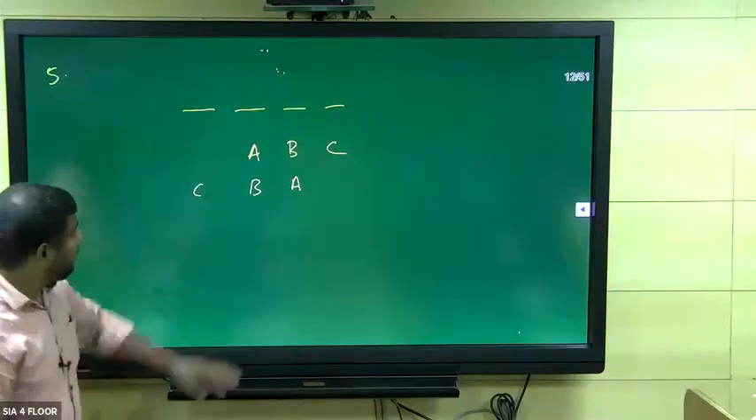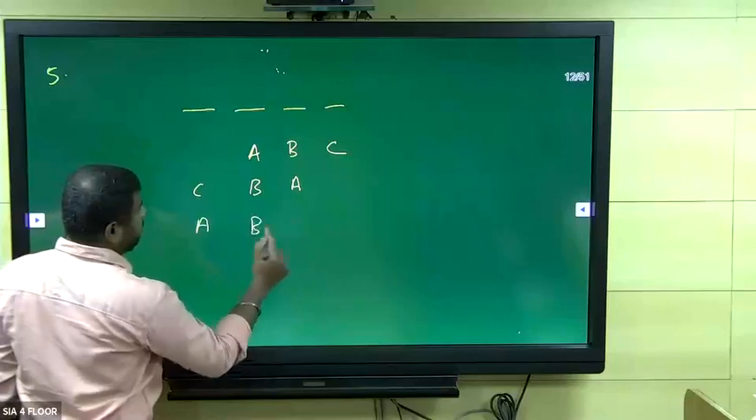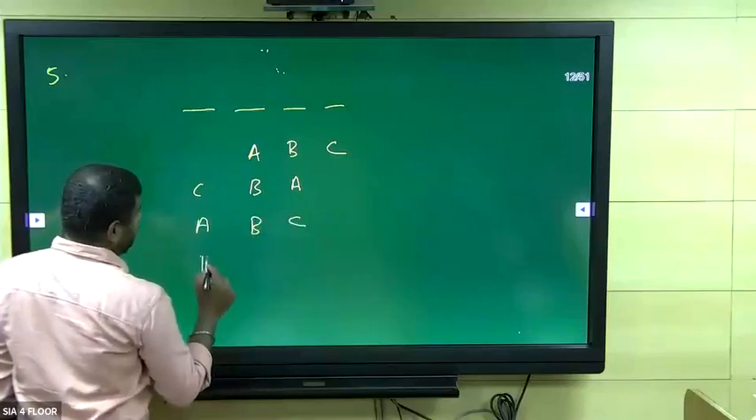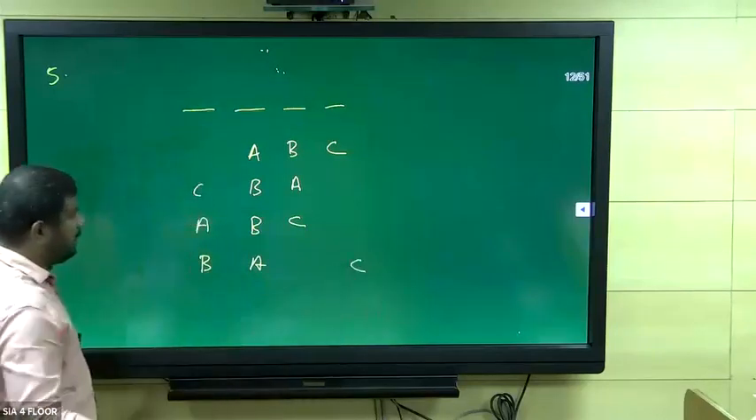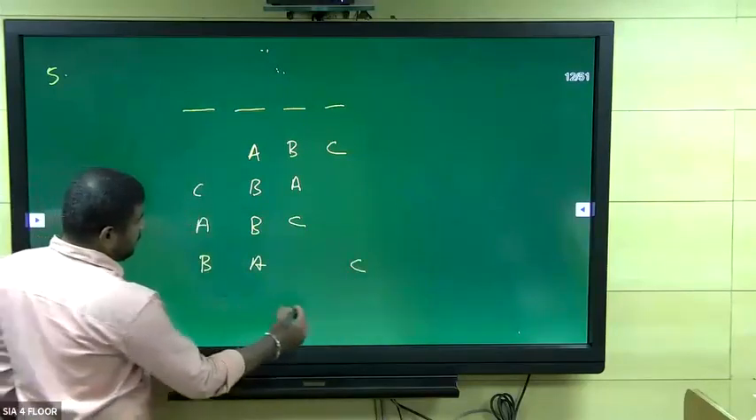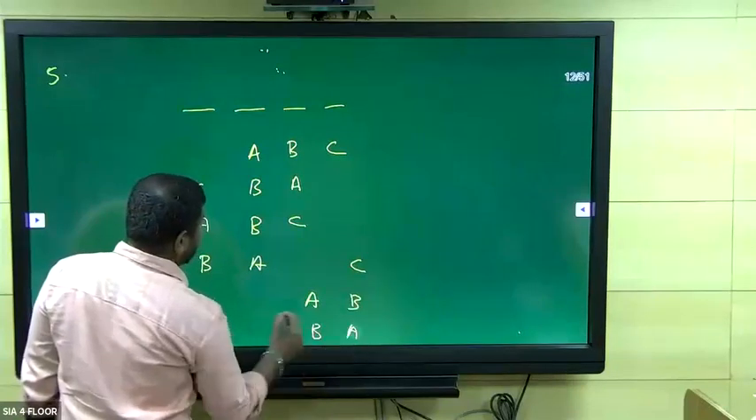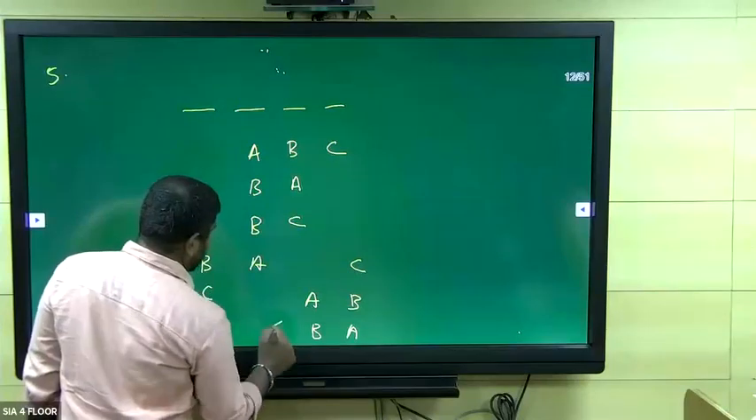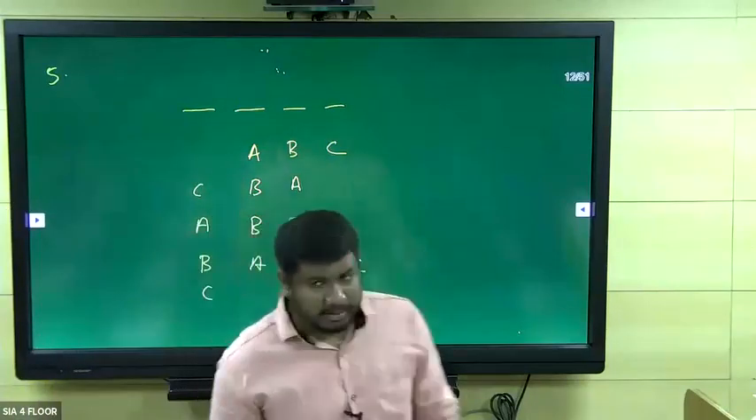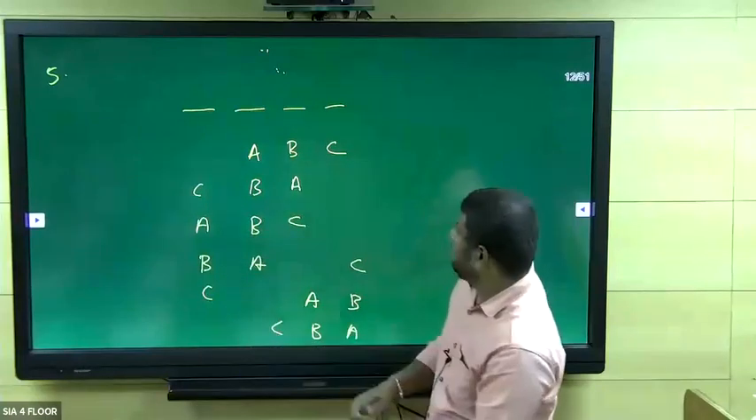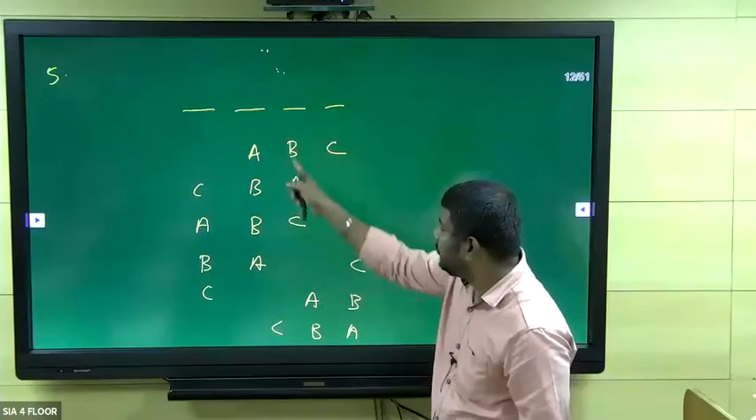Listen, guys, I'm writing the possibilities here. So another possibility is this, right? Another possibility is this. So now we have 6 possibilities. A sits next to B, not next to C. So we have these 6 possibilities.